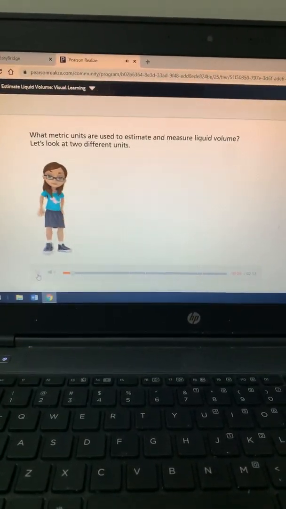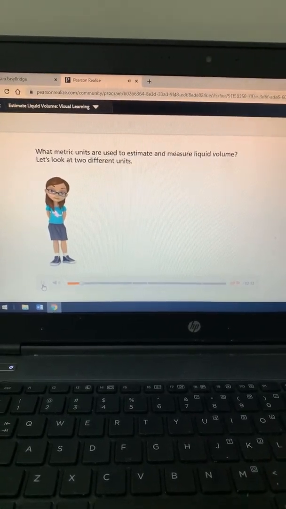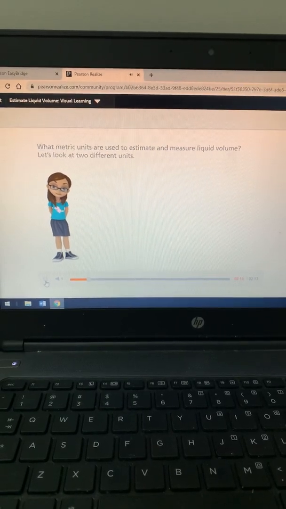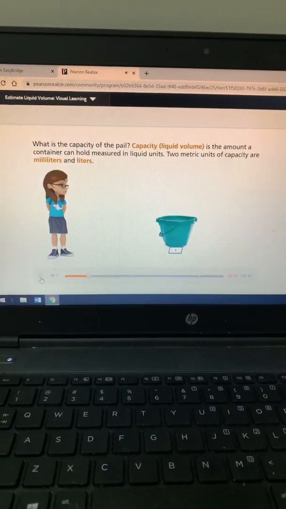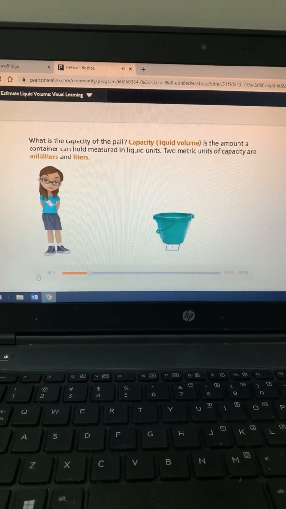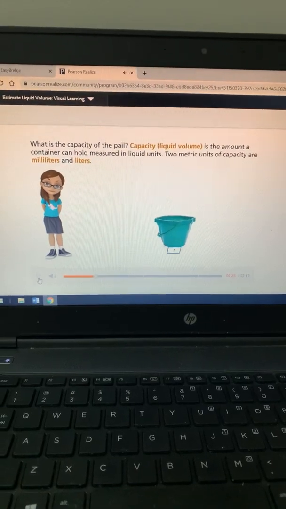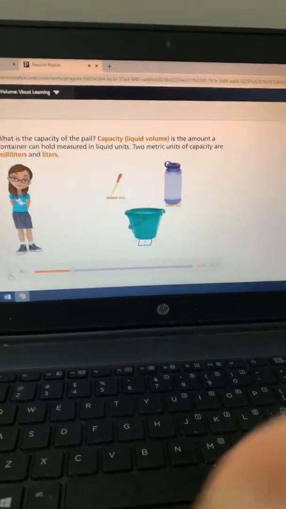What metric units are used to estimate and measure liquid volume? Let's look at two different units. What is the capacity of the pail? Capacity, liquid volume, is the amount a container can hold measured in liquid units. Two metric units of capacity are milliliters and liters.